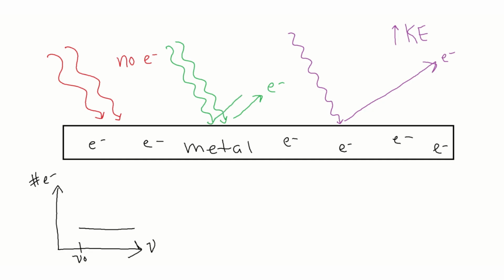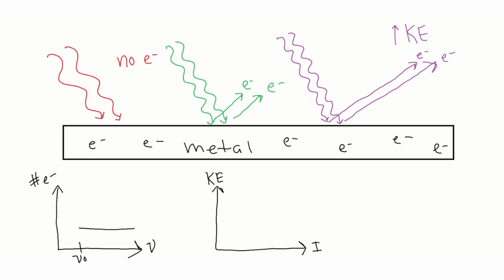Think of it as each photon or particle of light is able to eject one electron. So that incoming photon has to have enough energy to eject an electron, but it's not going to eject more electrons. Now draw a graph of the kinetic energy of the emitted electron as a function of the intensity of the incoming light. In other words, how does increasing the intensity of light, or the brightness of the light, affect the velocity or kinetic energy of the ejected electron?